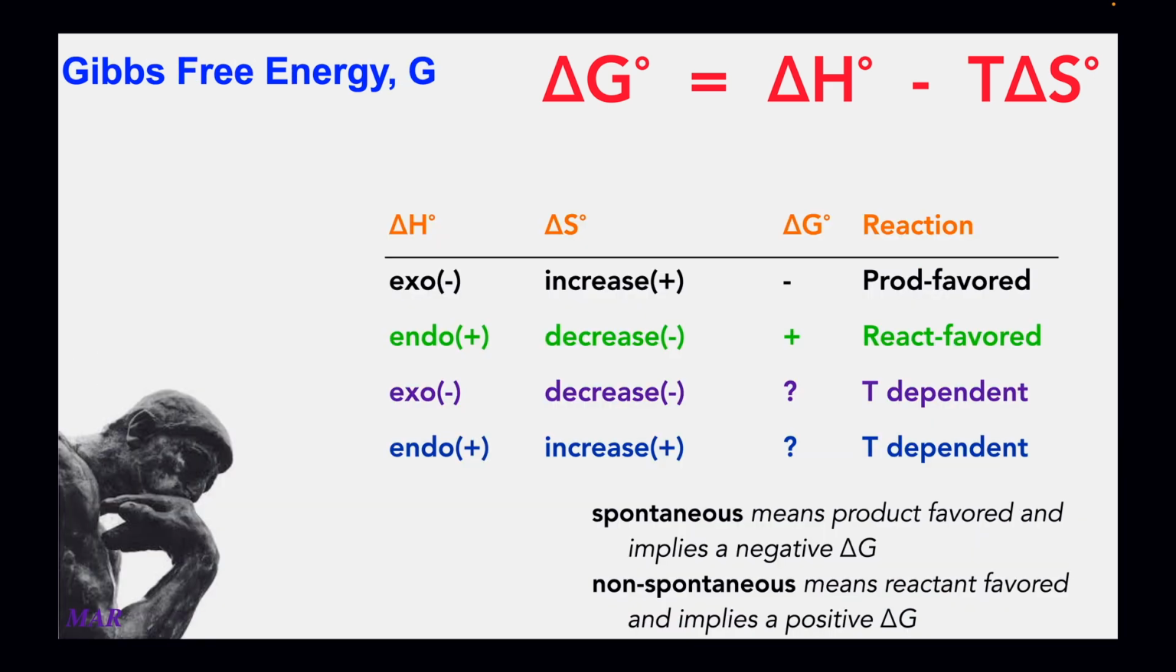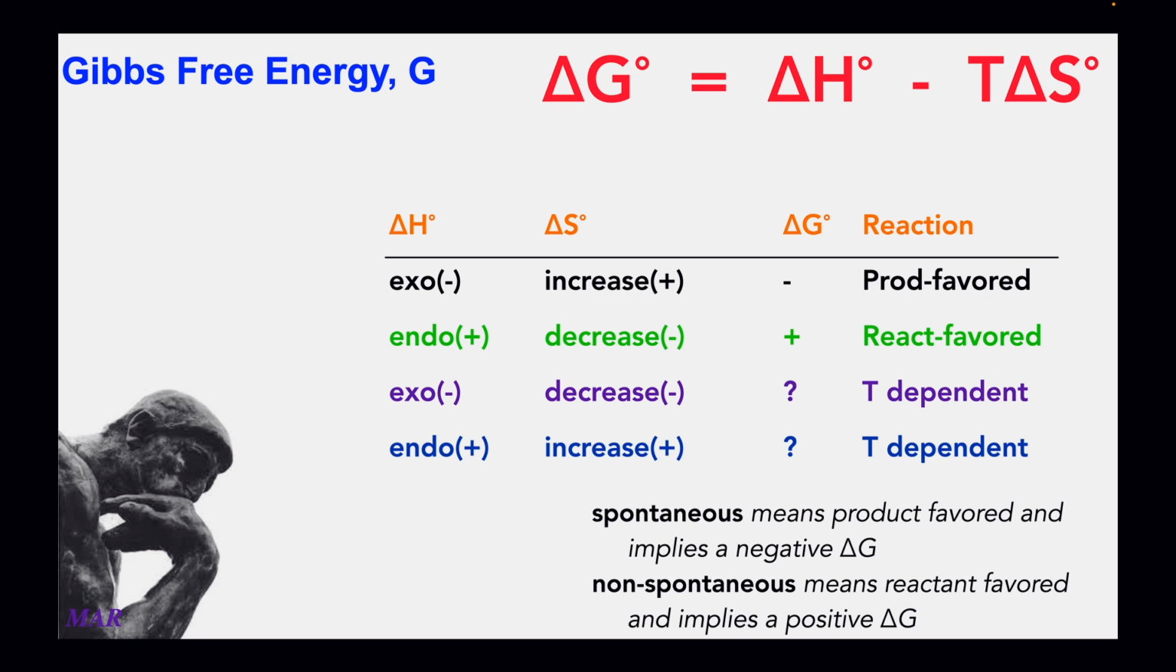This is an overview of the Gibbs free energy equation and what the possible values mean. And remember that if delta G is negative, that's spontaneous. That means the reaction is going to occur. Delta G that's positive means non-spontaneous, reactant favored. That's not as likely to occur.